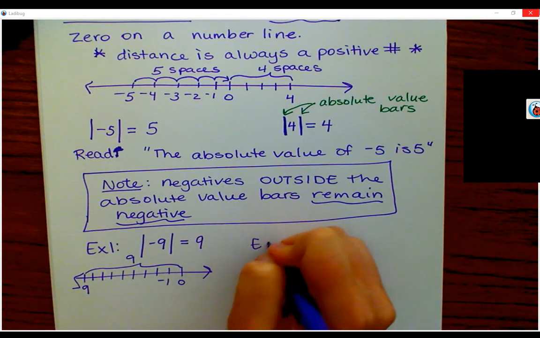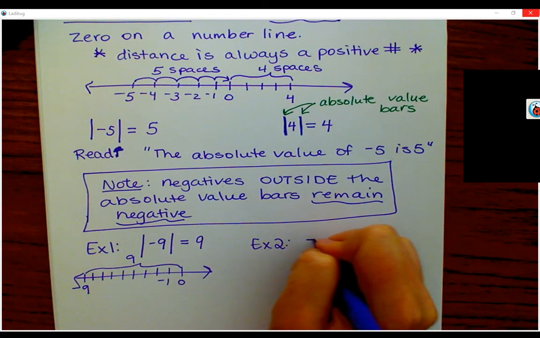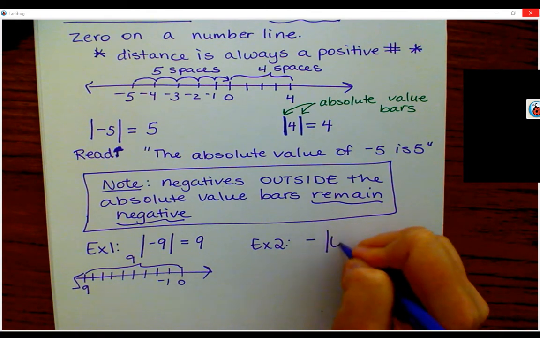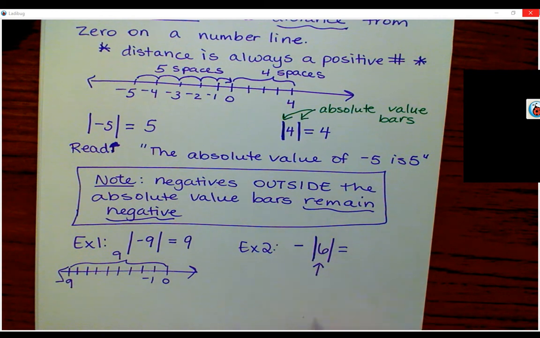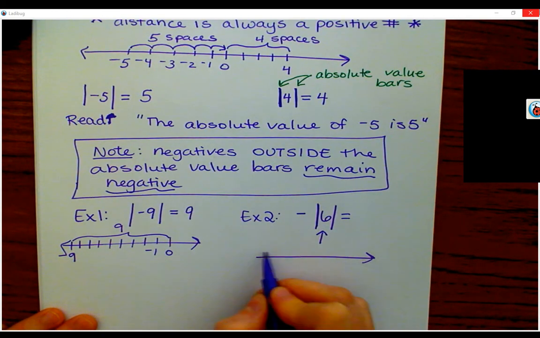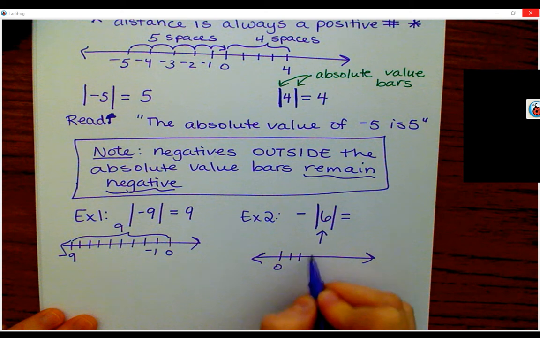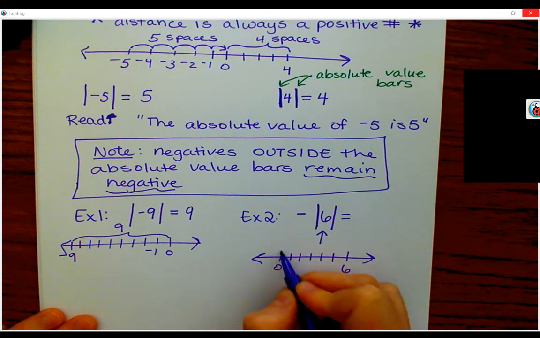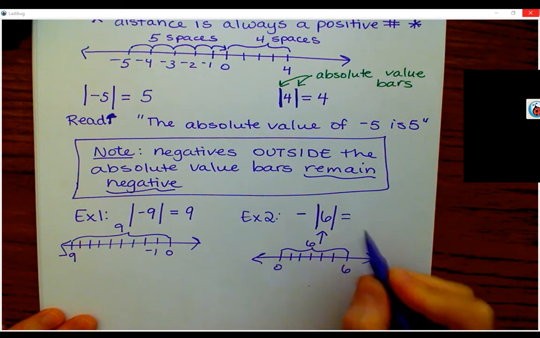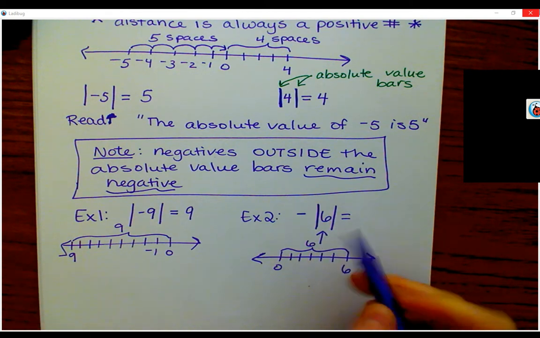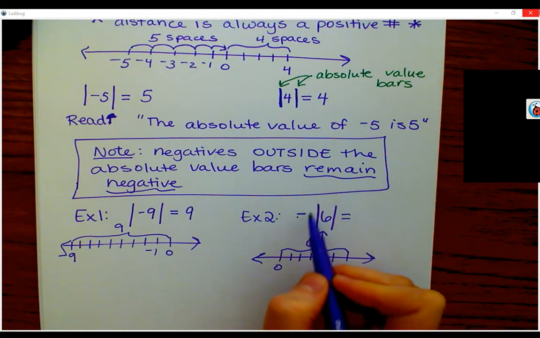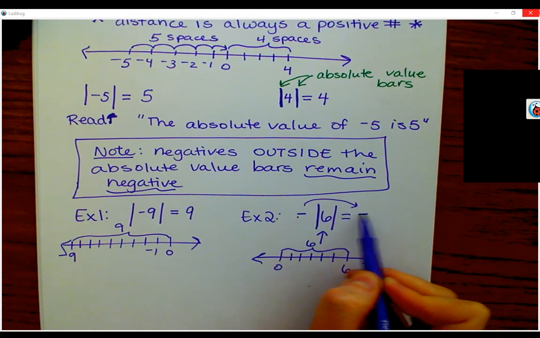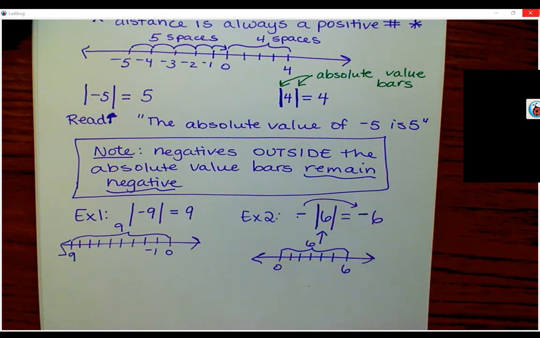Now if I have this, where I say negative absolute value of 6, we need to think about that. This part here, the absolute value of 6, will be positive. Here's 0, 1, 2, 3, 4, 5, 6. Here's 6. There's 6 spaces, right? So the absolute value of 6 is 6. But this negative is outside the absolute value bar. So it's going to stay negative. I'm going to move that negative over, and then I'm going to put my absolute value. So this one equals -6.